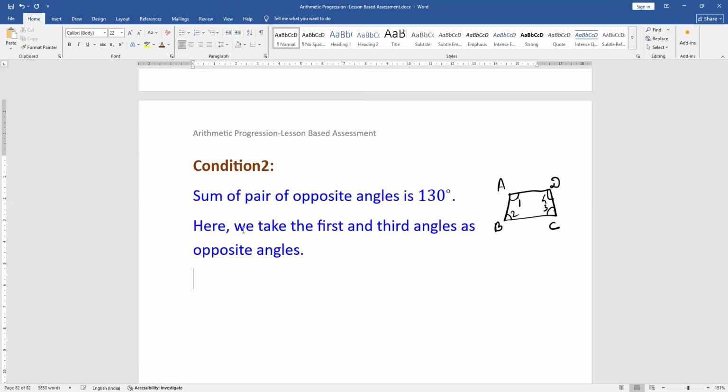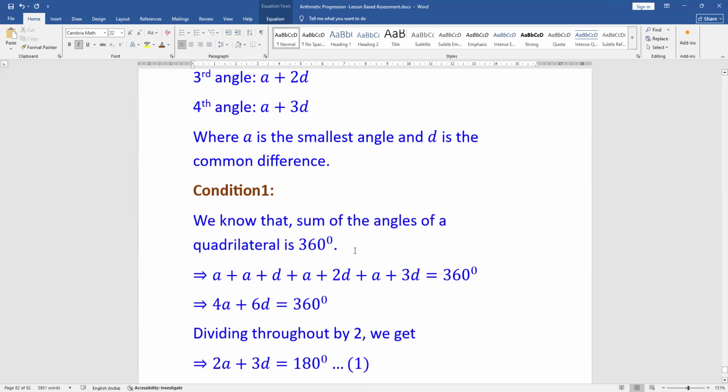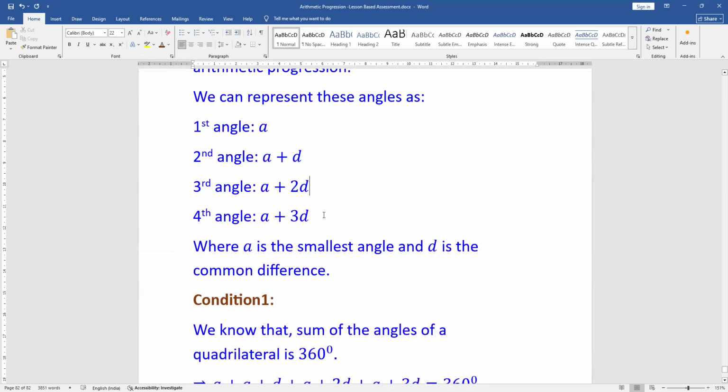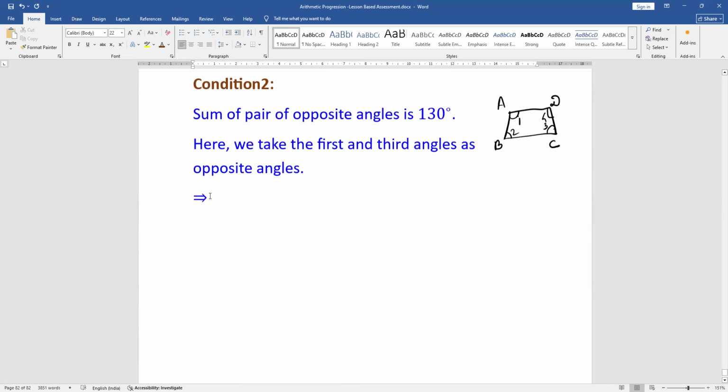Okay. Here, opposite angles, the first and third angles are opposite angles, and their sum is how much? 130 degree. So in my next step, I write it as, so what is the first angle here? If you see, the first angle is A, the third angle is A plus 2D. So let us write that: A plus A plus 2D. You're going to add it because they're asking for the sum. That sum should be equal to how much? The sum should be equal to 130 degree.